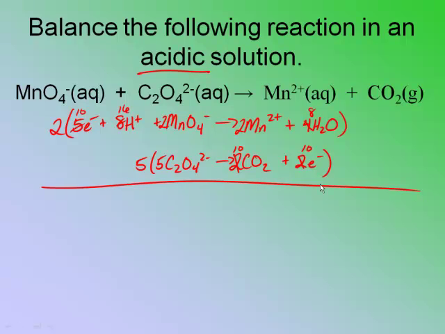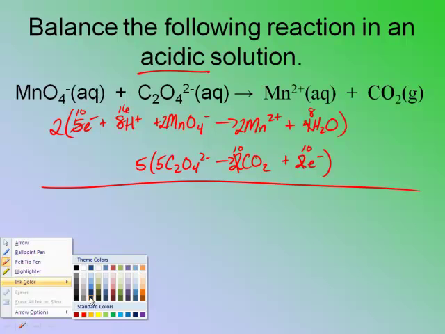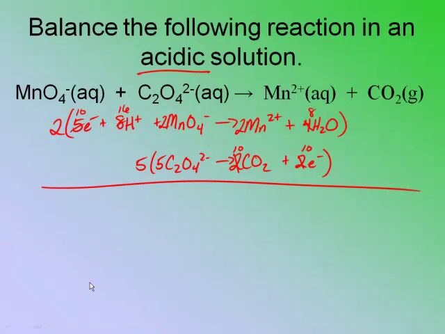Cross out anything that's on both sides. So I'm going to change colors just to make this a little bit more obvious what I'm doing. Okay, so I have 10 electrons, 10 electrons. So those cancel. And that's pretty much it. In this case, nothing else cancels out. So I just add the whole thing up.